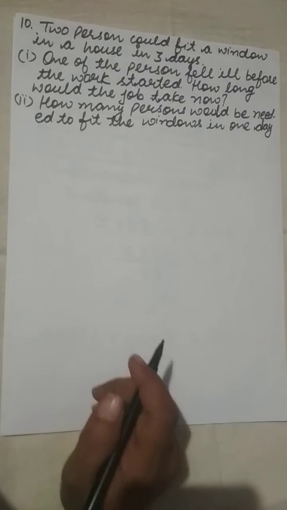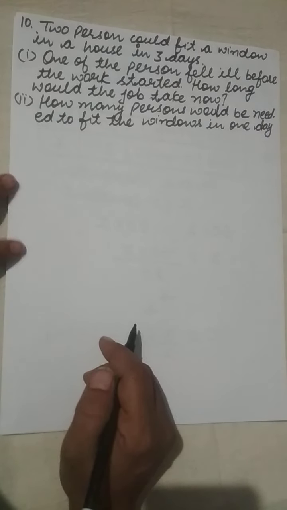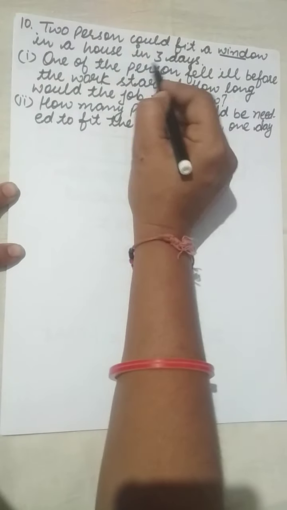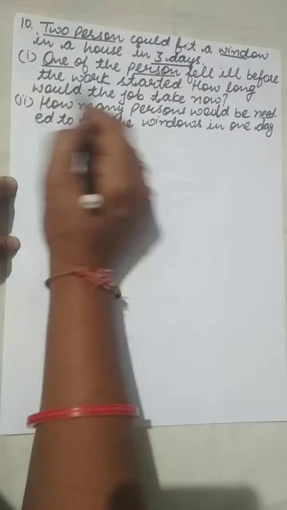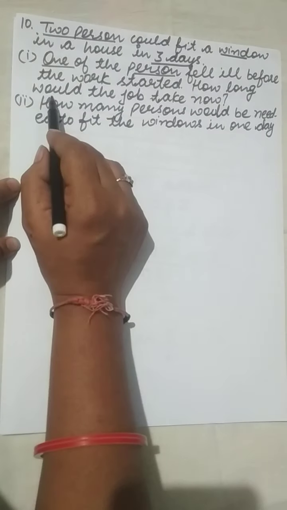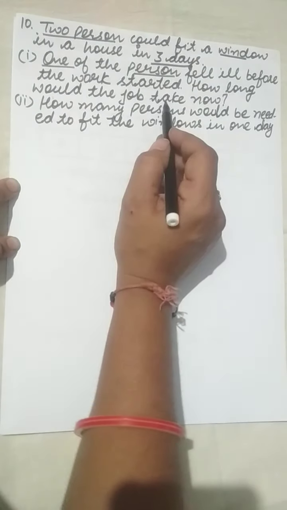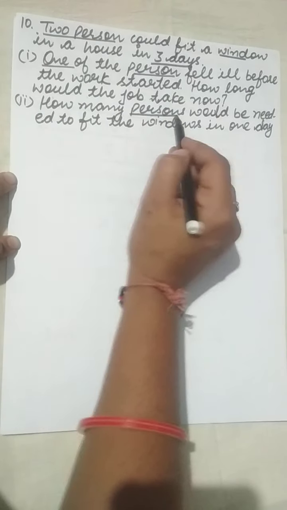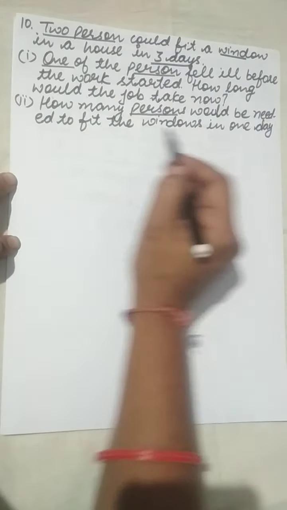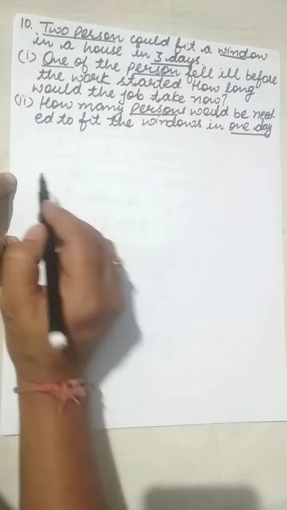Question number 10 is, 2 persons could fit a window in a house in 3 days. First part, one of the persons fell ill before the work started. How long would the job take now? And the second part is, how many persons would be needed to fit the window in 1 day?